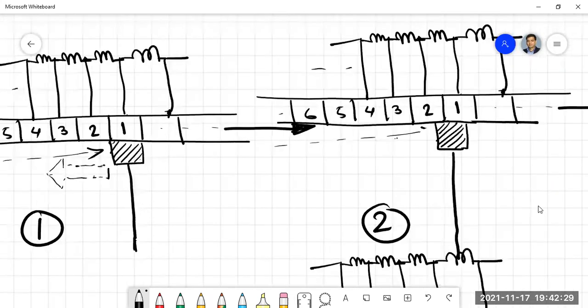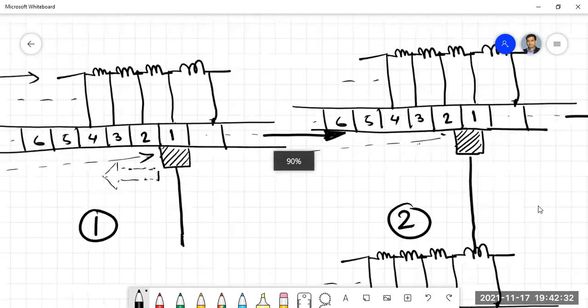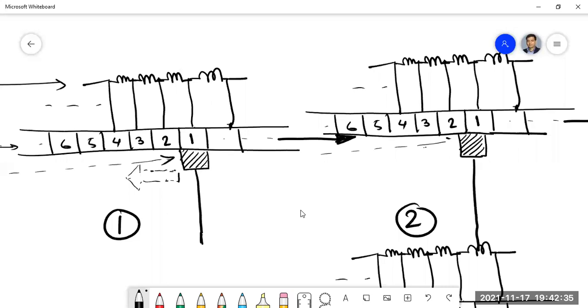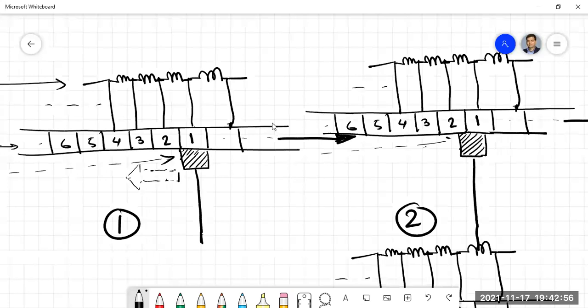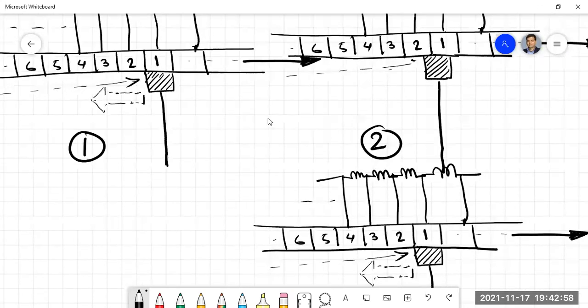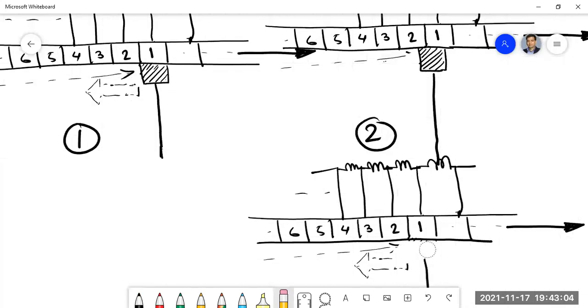You see here, in the first instant, the whole brush was in contact with commutator segment 1, isn't it? In the second instant, some portion of the brush is in contact with commutator segment 2, but most of the portion is still in contact with 1, because relatively the brush is moving from right to left. In the third instant, there will be 50-50, that means equal portions will be in contact with 1 and 2.